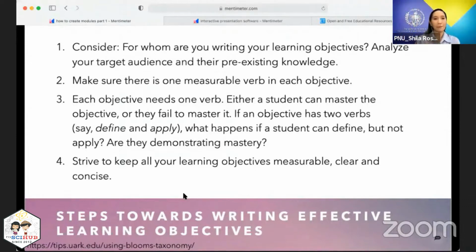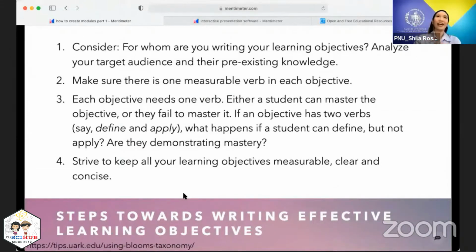Something like that. Okay? Number 2, make sure that there is one measurable verb in each objective, and this is reiterated in number 3. It is advisable that every objective that we create will only have one verb, because we want it measurable, right? So as stated here, if your objective statement has two verbs, paano kung hindi niya nagawa yung pangalawa? Eh di hindi mo masasabi na na-attain niya yung objective na yun. 'Di ba?